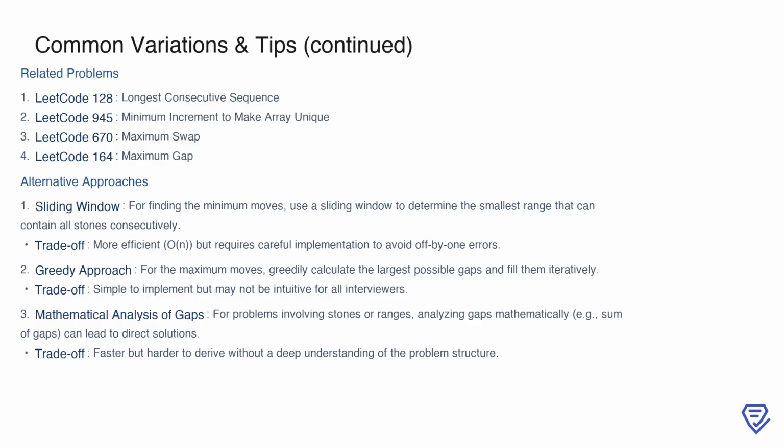For maximum moves, a greedy approach works well. By iteratively filling the largest gaps, you can achieve a straightforward solution, though it might not be immediately intuitive to some. Finally, applying a mathematical analysis of gaps can lead to even faster solutions. By directly analyzing the sum of gaps or other mathematical properties, you can sometimes derive an elegant approach. However, this method often requires a deeper understanding of the problem's structure, which may take additional time to develop.